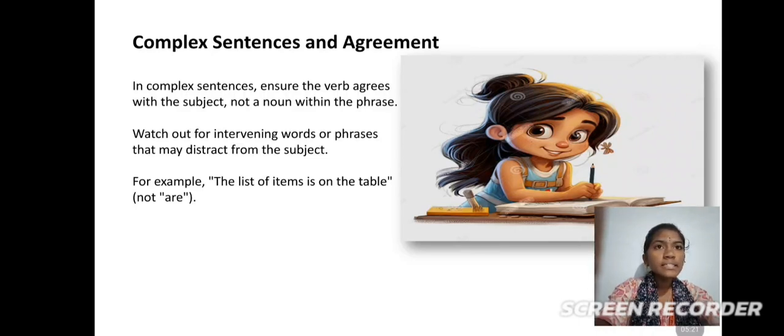In complex sentences, sometimes extra words come between the subject and the verb. We should not get confused by those words. Example, the list of items is on the table. The subject is list, not items. So the correct verb is is, not are. This rule helps us avoid common mistakes.